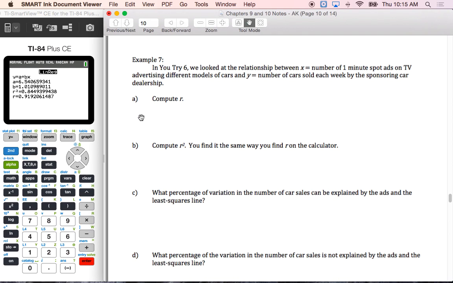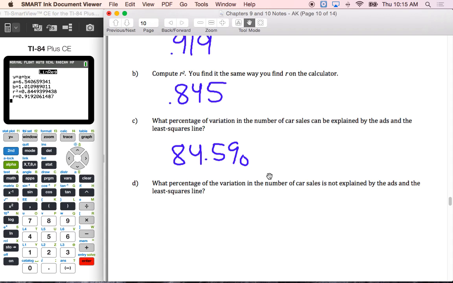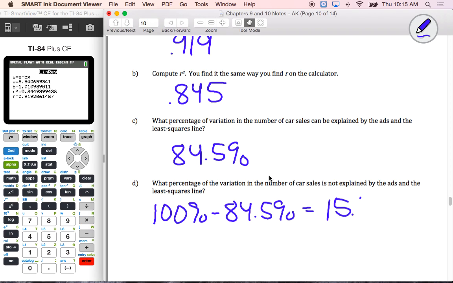So if we go back to look at what you just did, we just found our R value. It was 0.919. R squared, so look at your list with your a plus bx. We have 0.845. So what percentage of variation in the number of car sales can be explained by the ads in the line? That would be 84.5% of it. Whereas not explained by ads is going to be the 100% minus your 84.5%. So that means about 15.5% can't be explained.